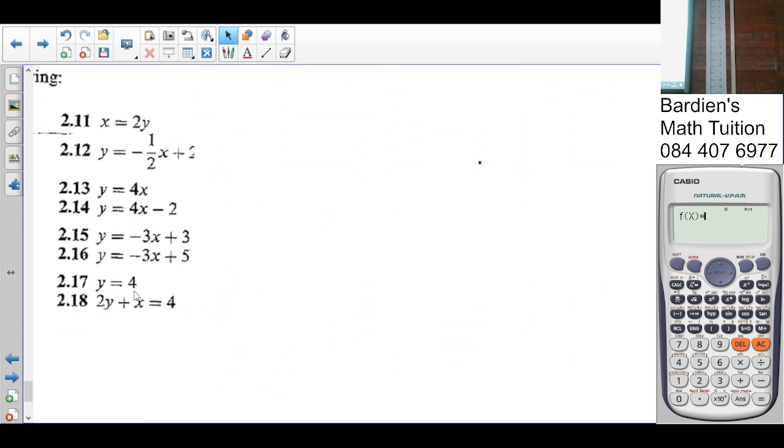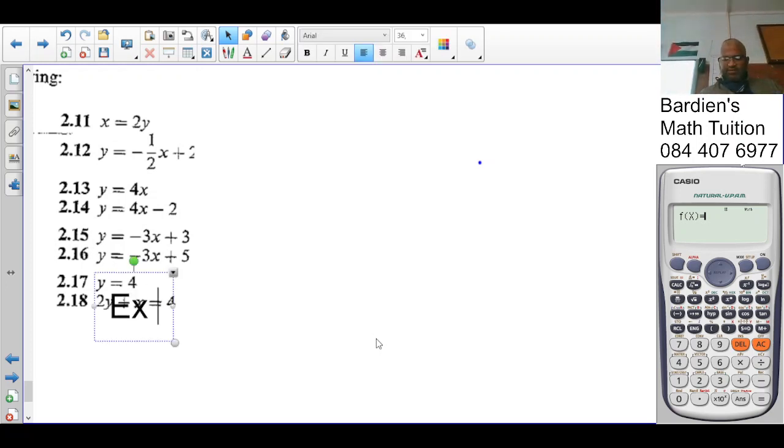Okay, so this is the exercise on page 71.